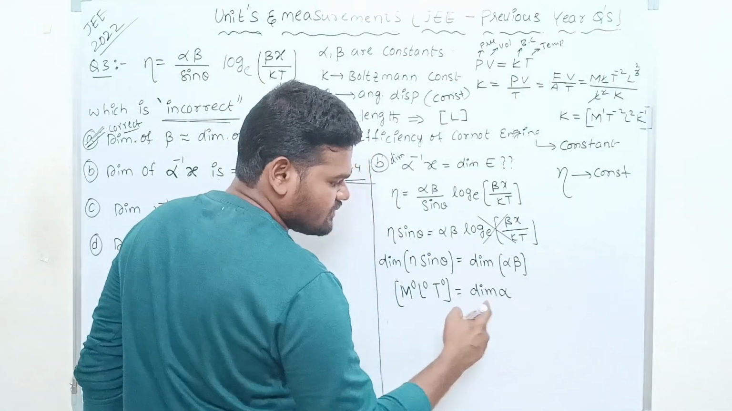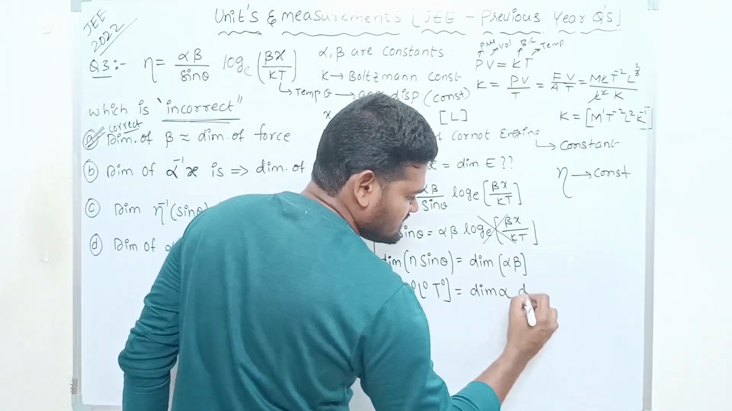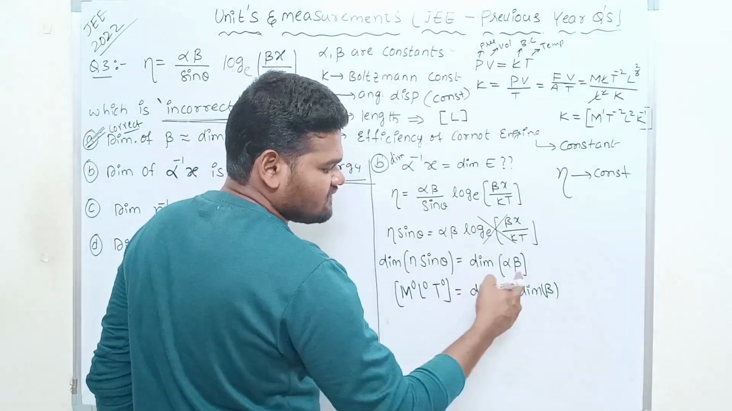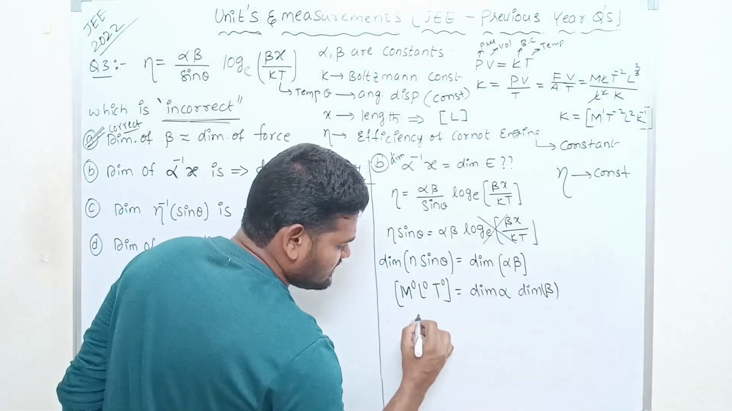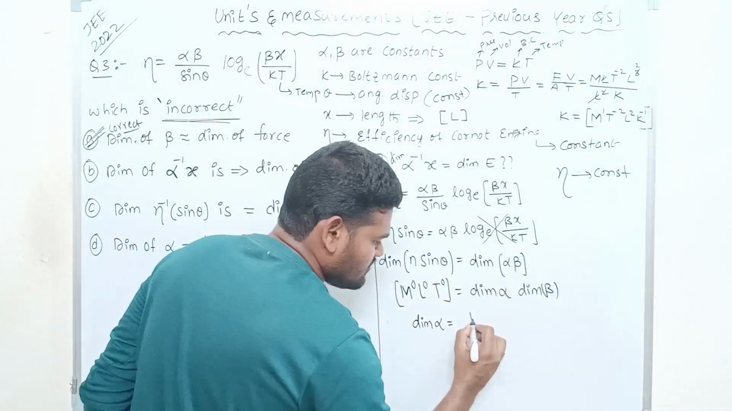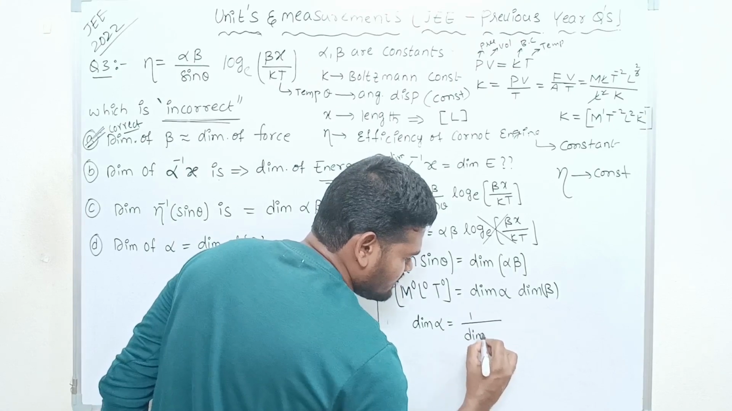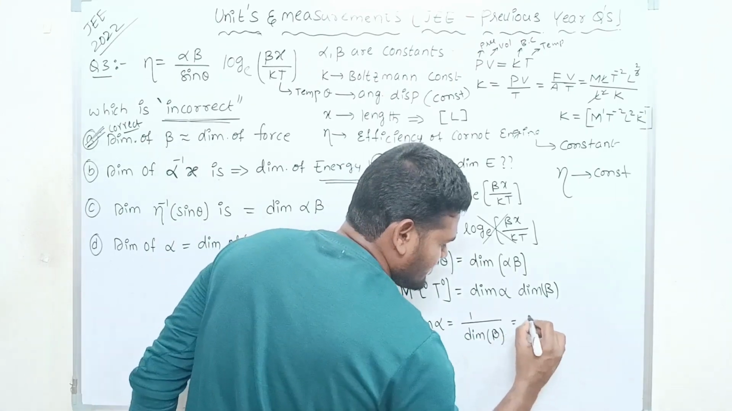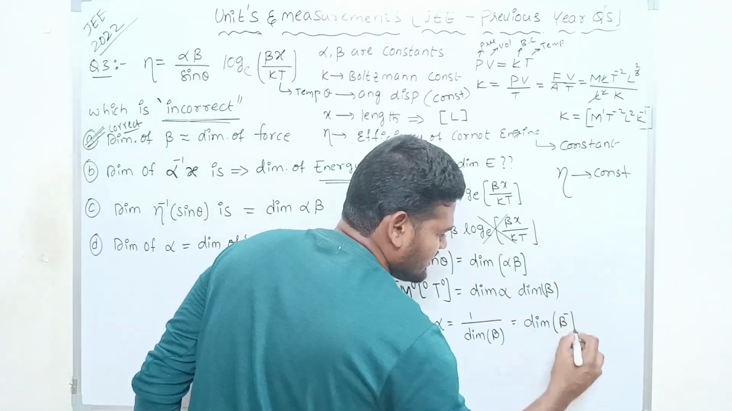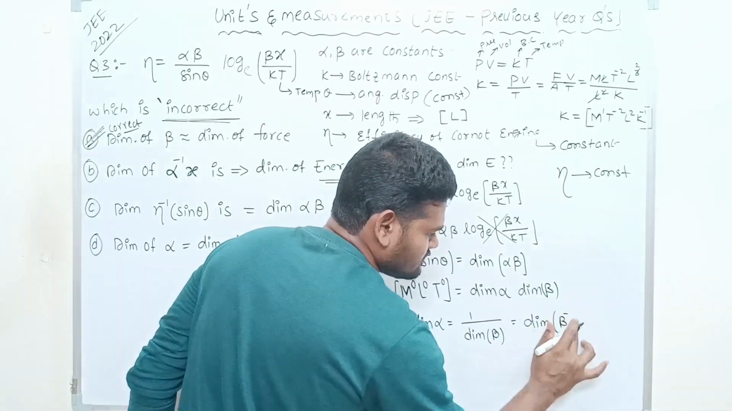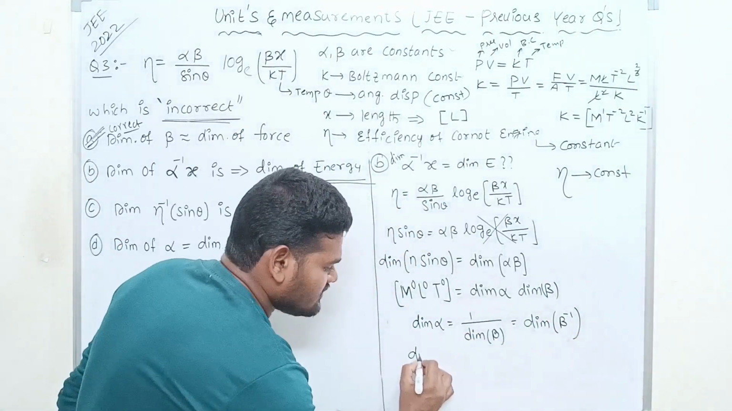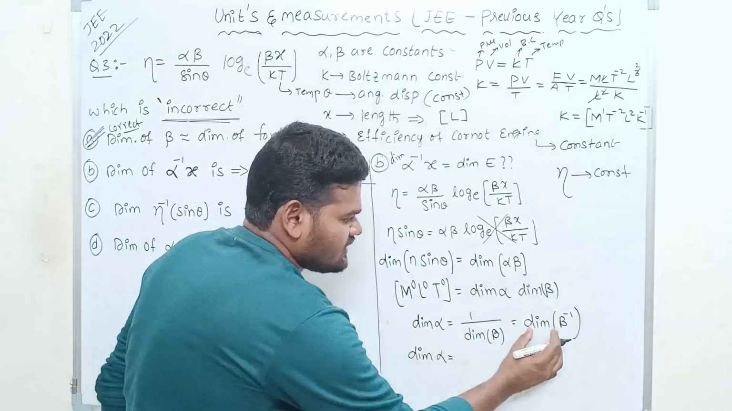We have to find the dimension of alpha. We already know the dimension of beta. The dimension of alpha into beta is equal to the dimension of alpha times the dimension of beta. So from this we can write that the dimension of alpha is equal to 1 by the dimension of beta, which is the dimension of beta inverse.